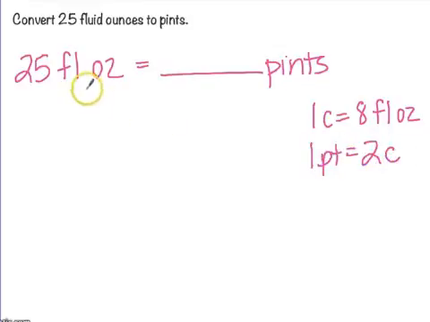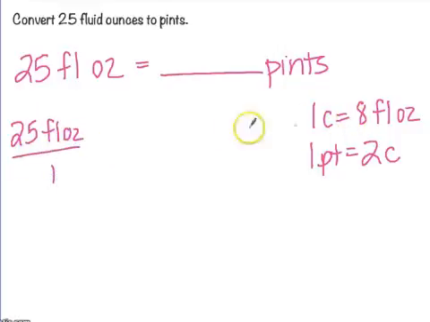So if I start with fluid ounces, I can change my fluid ounces to cups, and then I can change my cups to pints using this fact. So the first step we're going to have to do is start with our 25 fluid ounces, and I'm going to put it over 1, and I need to make my fluid ounces cups. So I'm going to use this fact, and I want to make sure that I have those fluid ounces.